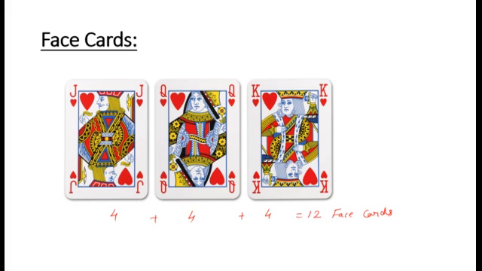So if I ask you the probability of getting a face card, if I'm selecting and I want a face card, don't forget we have 4 plus 4 plus 4, 12 face cards out of 52. You can reduce it and get the answer. So basically the answer would be 3 upon 13 if I divide the numbers by 4. So 3 by 13 is the probability of getting a face card.